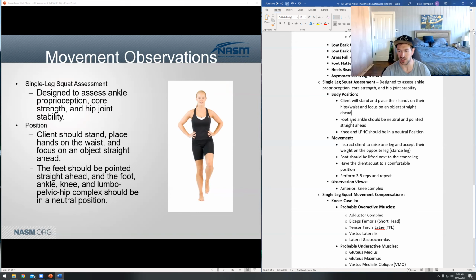I know I'm not mentioning that too much here, but that should be completely normal. Oh, it does say it. I may have put that here. Actually, no, it's in the PowerPoint. Yeah, and the knee and the lumbopelvic hip complex should also be in a neutral position.